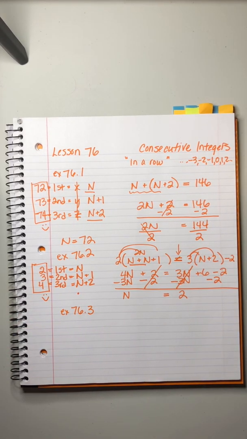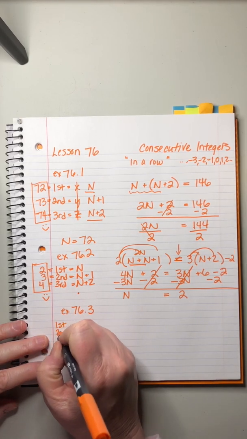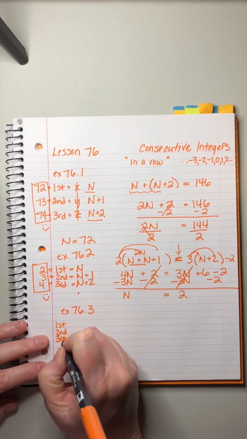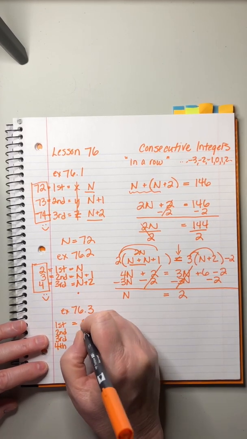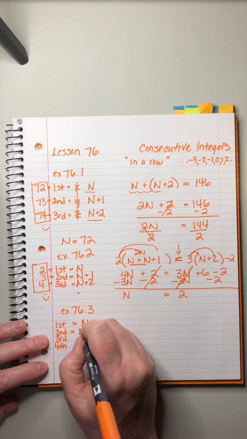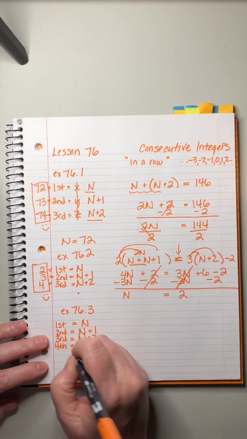Find 4 consecutive integers. What? First, second, third, fourth. Please write this chart just the way I show you. The first one will be n. N plus 1, n plus 2.